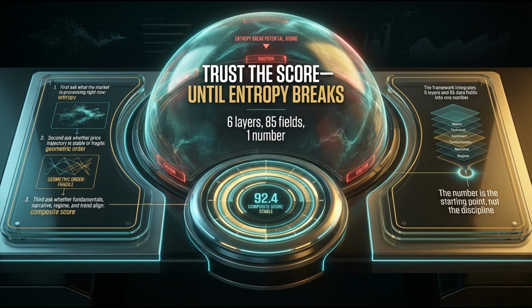The 6 layers working together. We have integrated 6 discrete layers. We are monitoring 85 independent data fields across thousands of equities. It all distills into one singular number on the dashboard. But I acknowledge, based on our rigorous stress testing today, that the number is just the starting point of the discipline. I completely agree. The ultimate discipline is possessing the cognitive fortitude to know exactly when to trust the mathematical output, and knowing when the entropy explicitly dictates that the market has temporarily stopped listening to reason altogether.